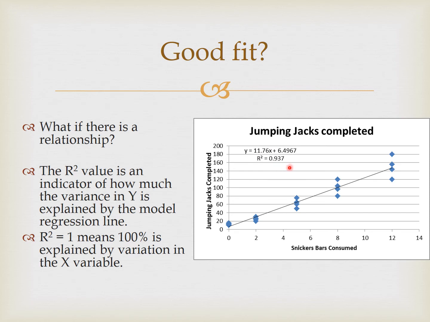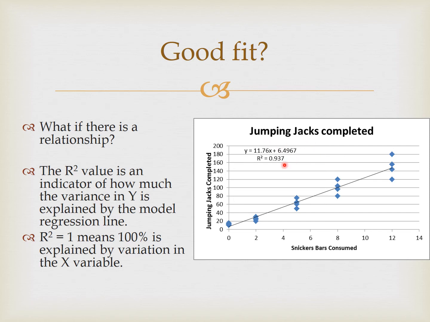So we've already learned how to produce a regression line by just right-clicking on a data point and adding a linear trendline, and that provides us with the equation that includes the slope of our line that shows us our relationship, where presumably on this hypothetical data, we would say that for every Snickers bar consumed, somebody is able to do 11.7 more jumping jacks than having not had any Snickers.